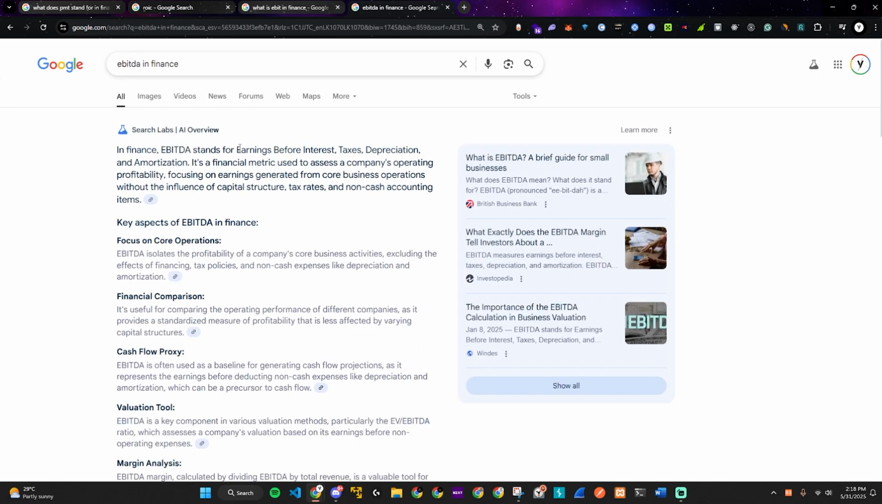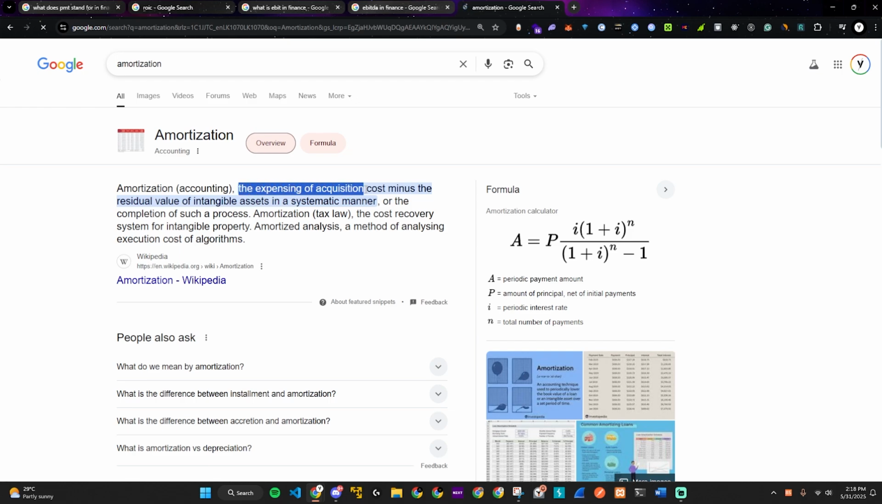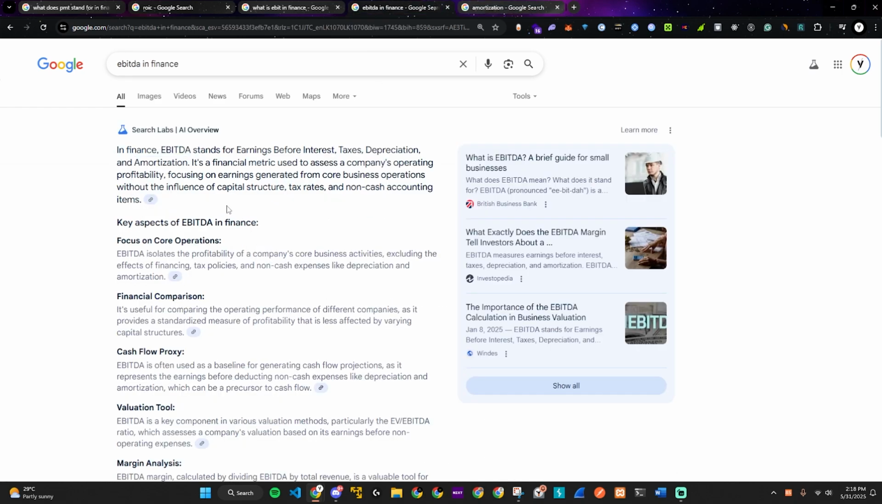EBITDA stands for earnings before interest, taxes, depreciation, and amortization. Amortization is the expense of acquisition cost minus the residual value of intangible assets in a systematic manner. Interesting. It's a financial metric used to assess a company's operating profitability, focusing on earnings generated from core business operations without the influence of capital structure, tax rates, and non-cash accounting items.